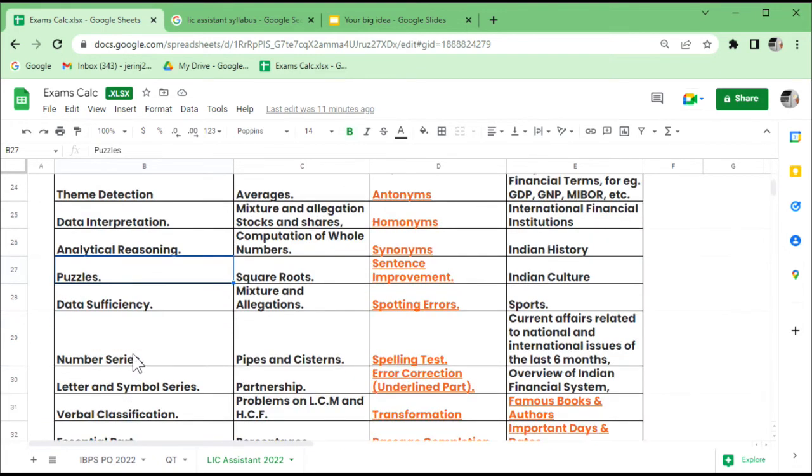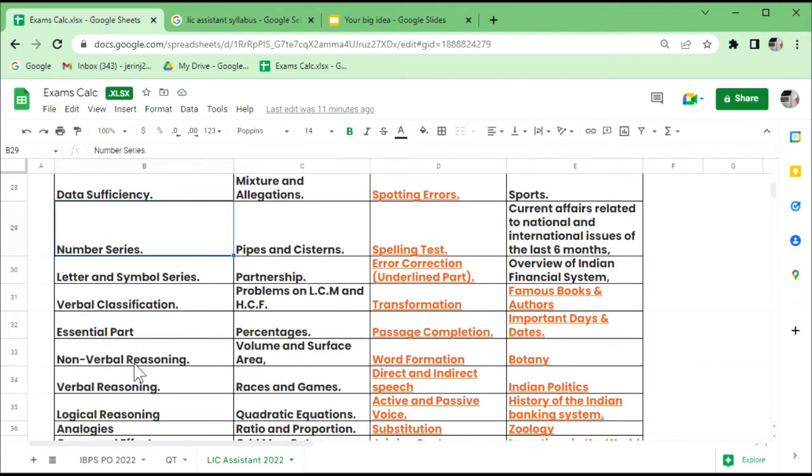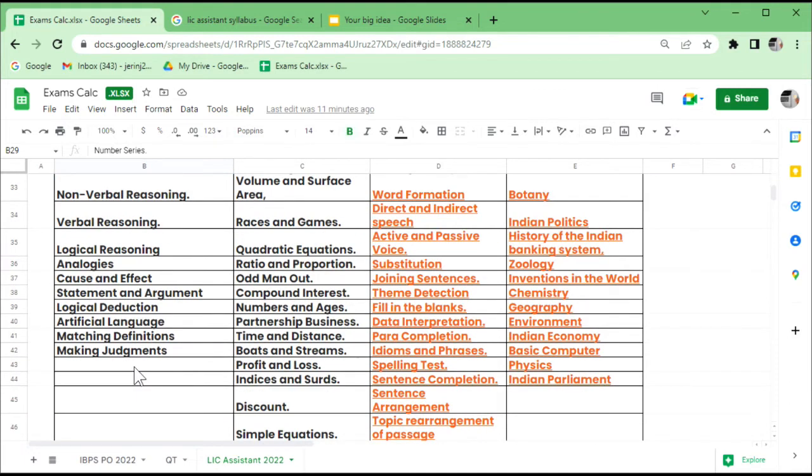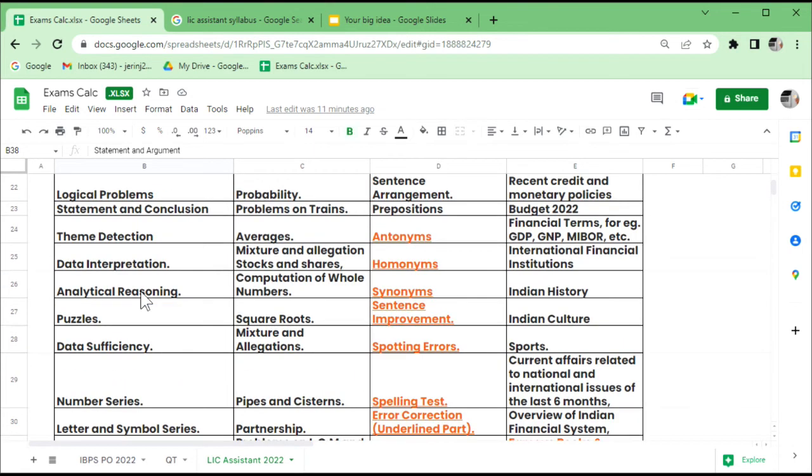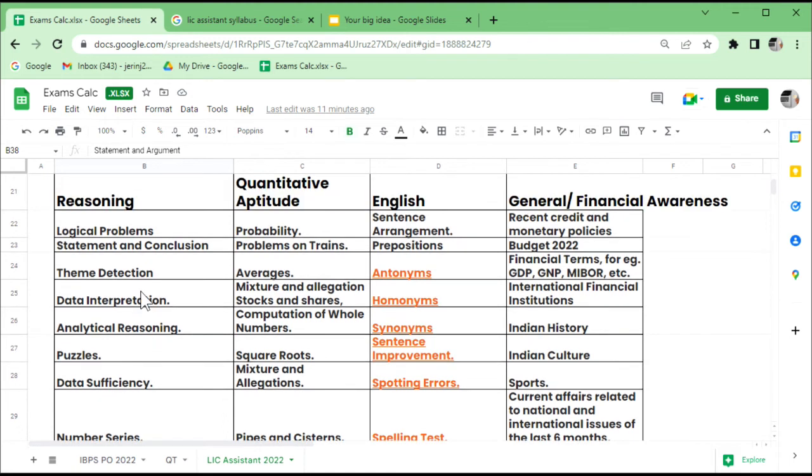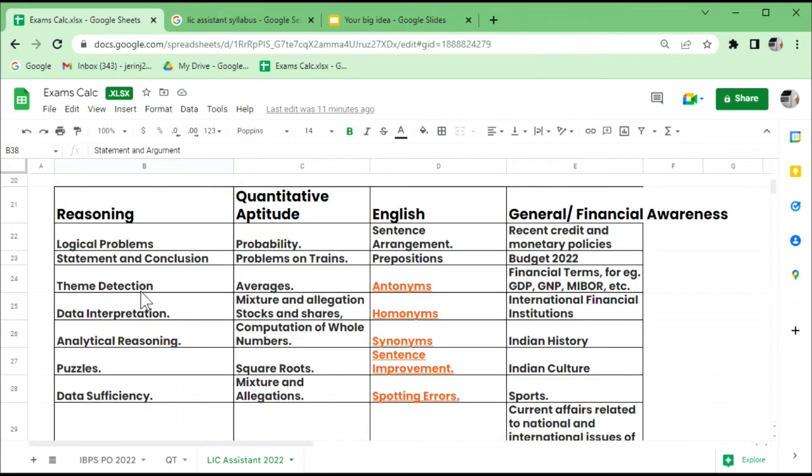Then I will suggest number series. Then I suggest cause and effect, statement and argument. This may change accordingly. So the main things I have said, puzzles and number series, are what you have to learn, and data interpretation. Data interpretation will definitely be 5 marks. Puzzles will be 10 marks. They will definitely be there. The rest will be 1 mark, 2 marks like that.